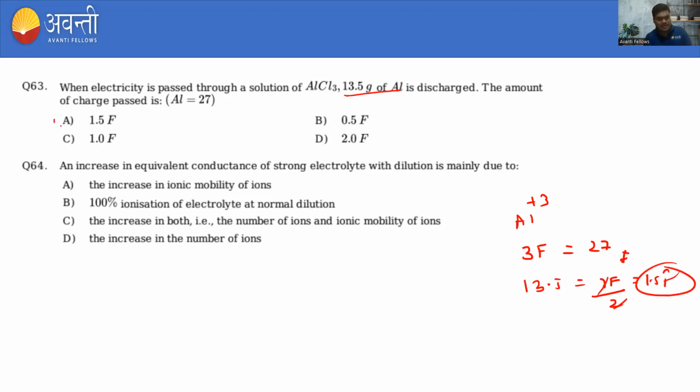So which option is correct, beta? That is option number A. So this is how we'll solve this question. Okay, move to the next question. That is question number 64. So what's the question number 64? Right. So this is how you can calculate.